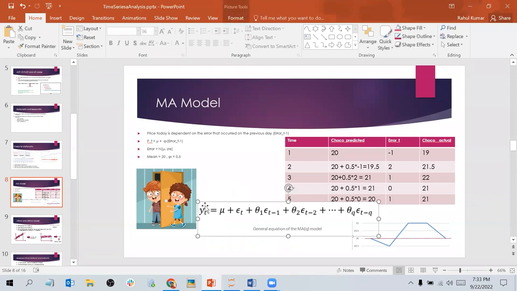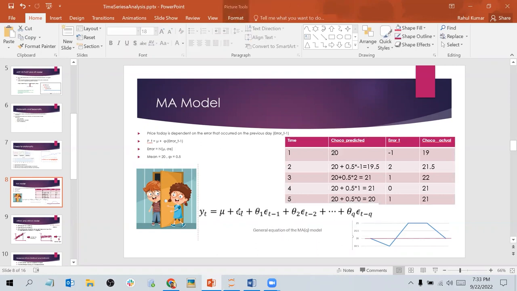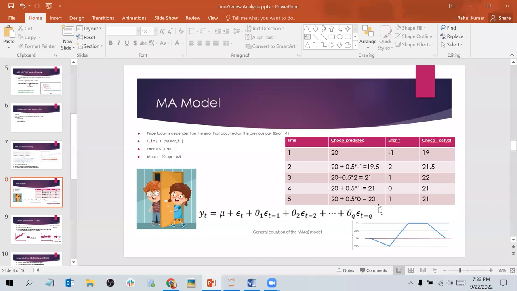How do we predict a price? So the price at any time T is, you have some mean value. In this case, he was always bringing 20 chocolates, and plus or minus he was adjusting based on the error that happened in the previous stage. So there's a coefficient associated with this and the error that happened previously. This equation that you see here is nothing but an MA(q) model, because we are taking care of the error that has happened until Q periods of time.